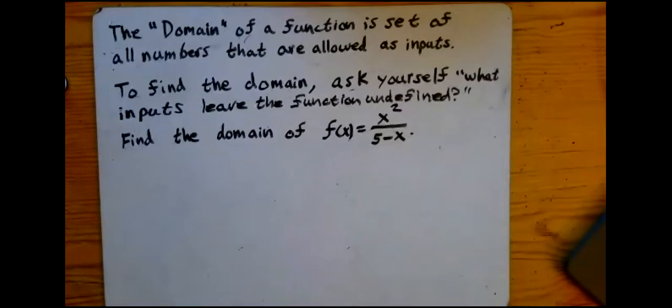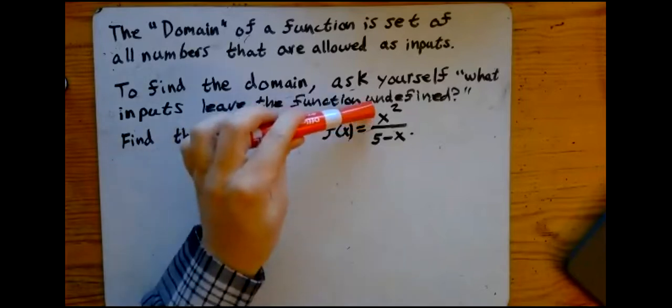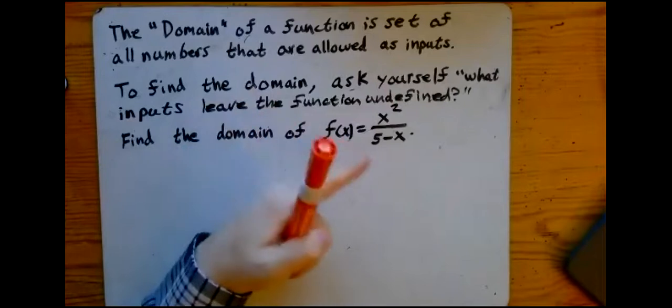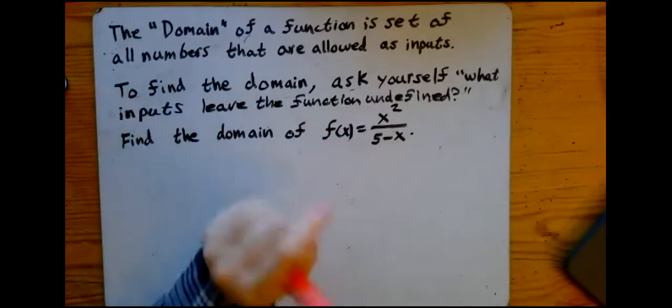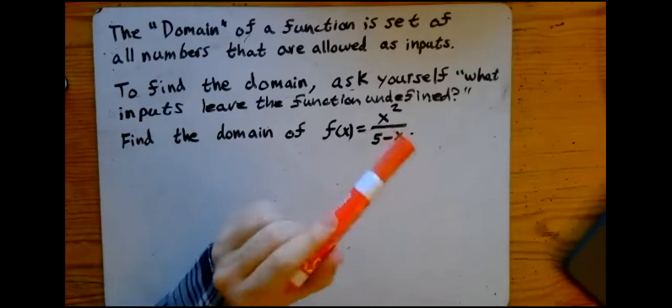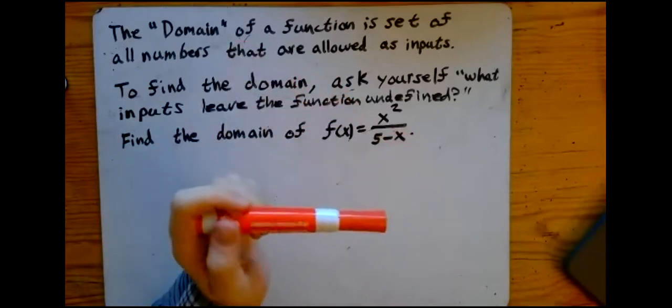Not negative one either. Negative 1 squared is 1, and on the bottom, 5 minus 1 is 4, so you'd end up with 1 over 4, 1 fourth. Perfectly well defined.